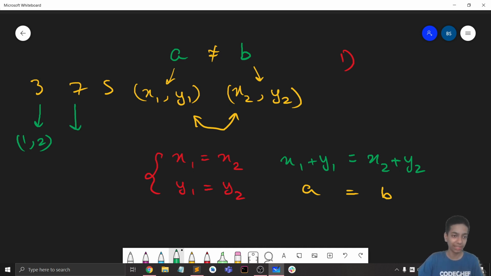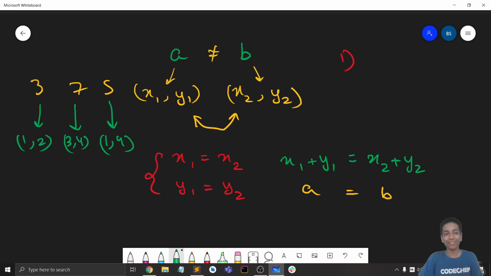And 7 maybe I can split into 3 comma 4, right? 5 I can split into, there are many ways. I split, say, this into 1 comma 4, or 4 comma 1, whatever I take, these points will anyways never be equal by this equation that we form now.